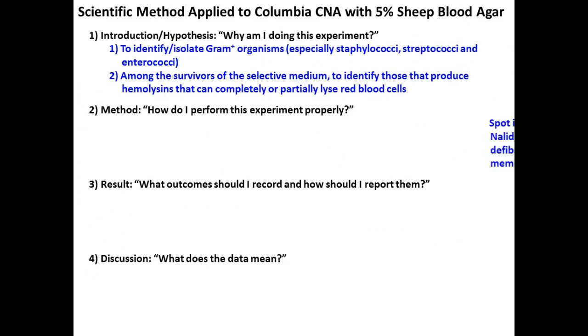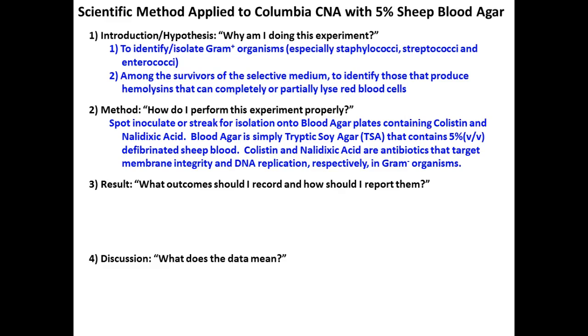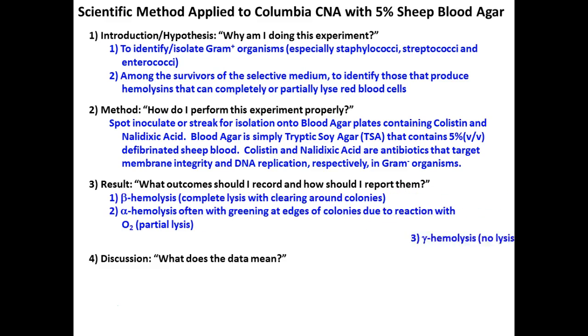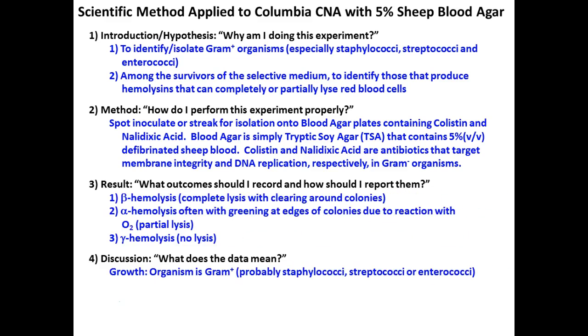So our scientific method, right? Why are we doing this? We want to be able to grow our gram positives, which helps confirm for you guys your gram positive result from your gram staining. If they are gram positives, we want to be able to differentiate whether they can do beta, alpha, or no hemolysis at all, referred to as gamma. We want to be able to differentiate.